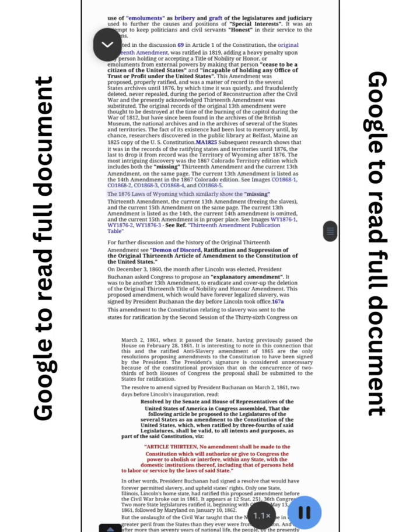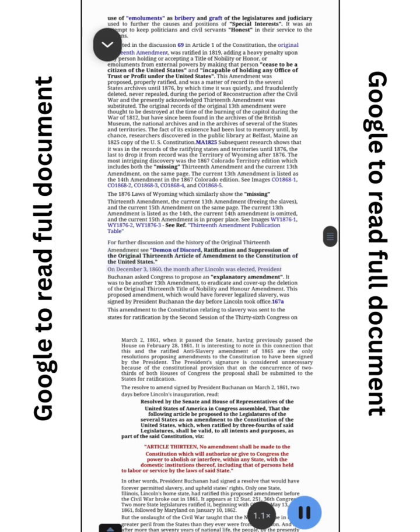The 1876 laws of Wyoming similarly show the missing 13th Amendment, the current 13th Amendment freeing the slaves, and the current 15th Amendment on the same page. The current 13th Amendment is listed as the 14th, the current 14th Amendment is omitted, and the current 15th Amendment is in proper place. See images WY 1876-1, WY 1876-2, WY 1876-3. See Ref. 13th Amendment Publication Table. For further discussion and the history of the original 13th Amendment, see Demon of Discord, Ratification and Suppression of the original 13th Article of Amendment to the Constitution of the United States.